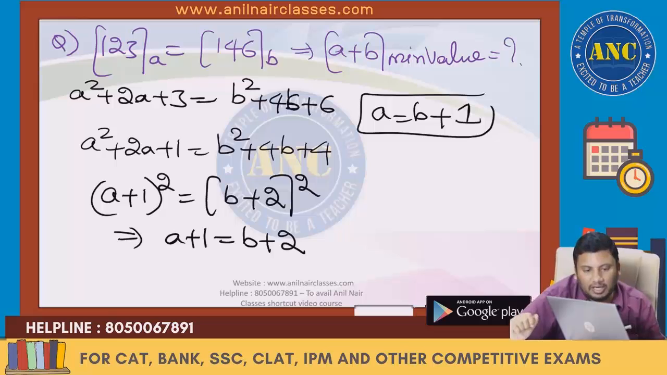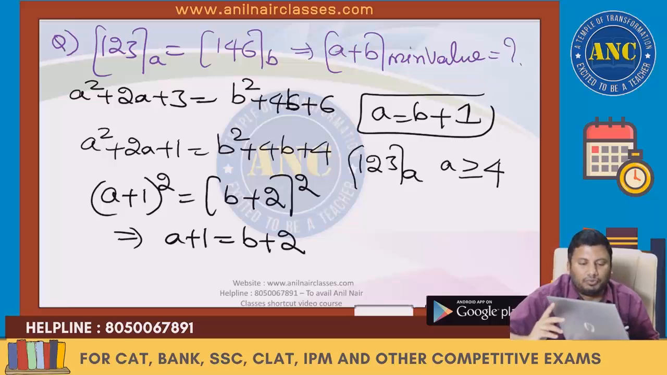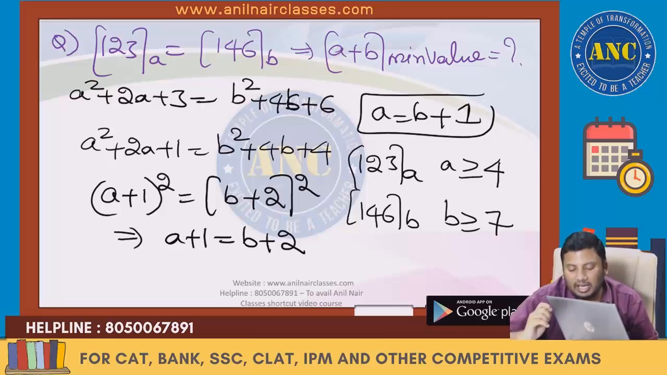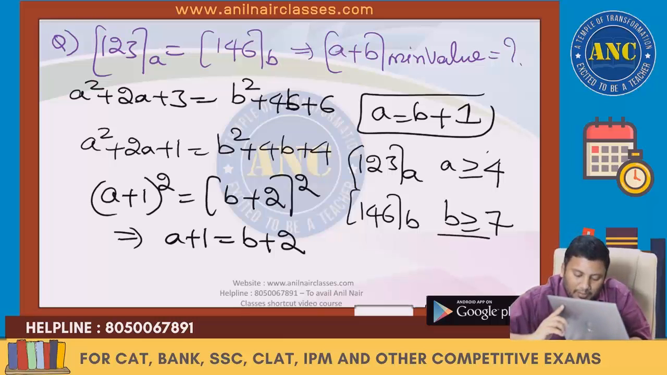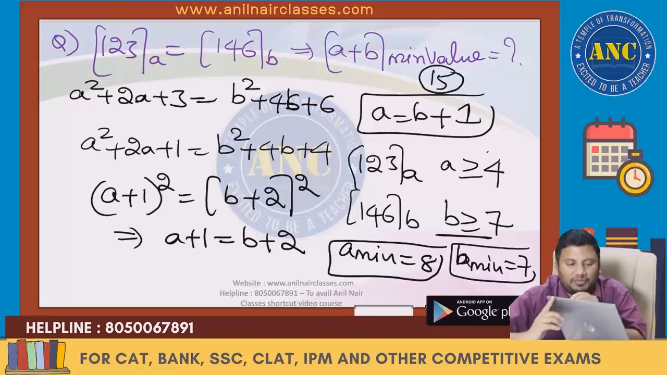If A is equivalent to B plus 1, 1, 2, 3 in base system A will be greater than or equivalent to 4. I hope it is clear. 1, 4, 6 in base system B is greater than or equivalent to 7. A is greater than or equivalent to 4. If I substitute, B is 7. If B minimum is 7, A minimum will be 7 plus 1, 8. A plus B minimum will be 7 plus 8. Answer is 15.